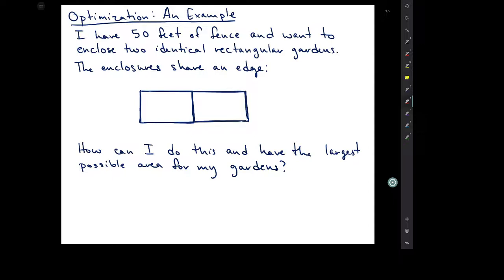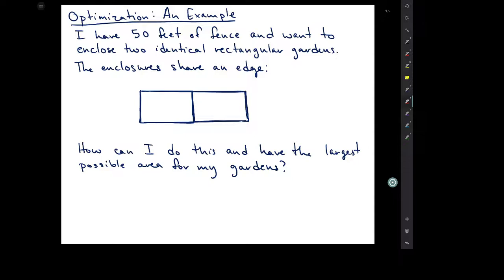So let's say that I have 50 feet of fence, and I want to enclose two identical rectangular gardens. I specify that the enclosures should share an edge, as you can see in the diagram that I've drawn on the page. So the question is, how can I do this and have the largest possible area for my gardens?